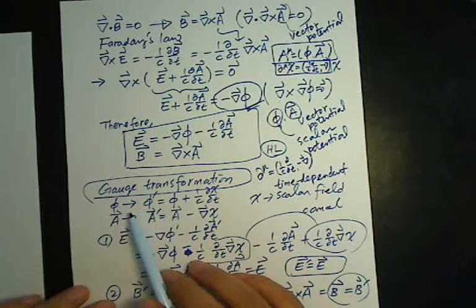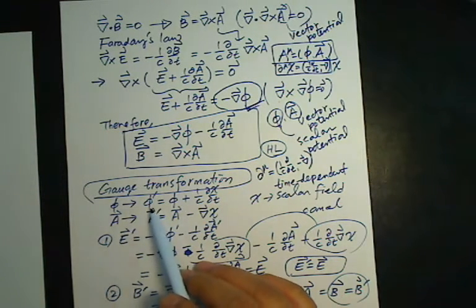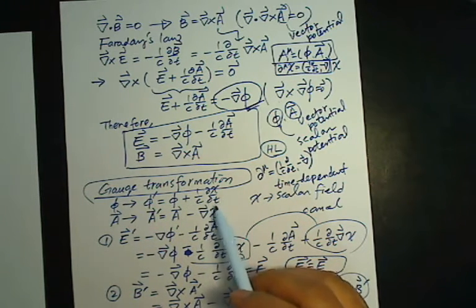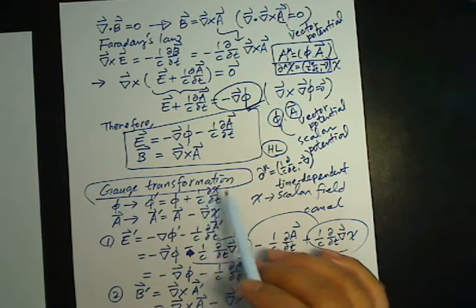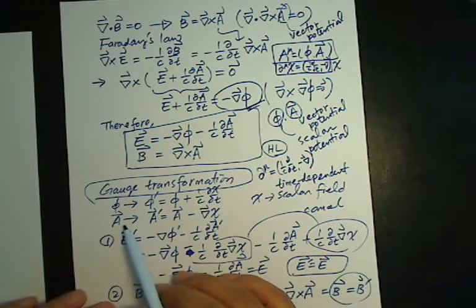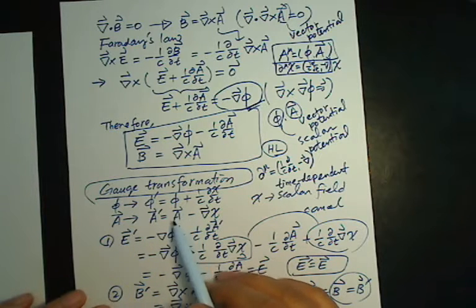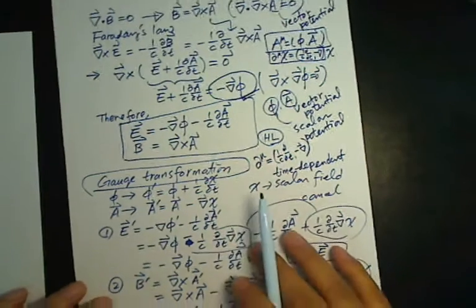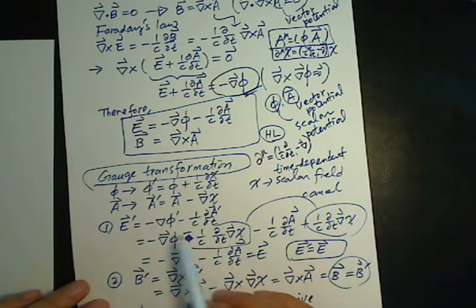This is the form. Phi is transformed into another scalar field, phi prime, which is phi plus 1 over c times the partial time derivative of an arbitrary time-dependent scalar field chi. And the vector potential A is shifted to A prime, which is A minus the gradient of this scalar field chi. Let us check if it is true.